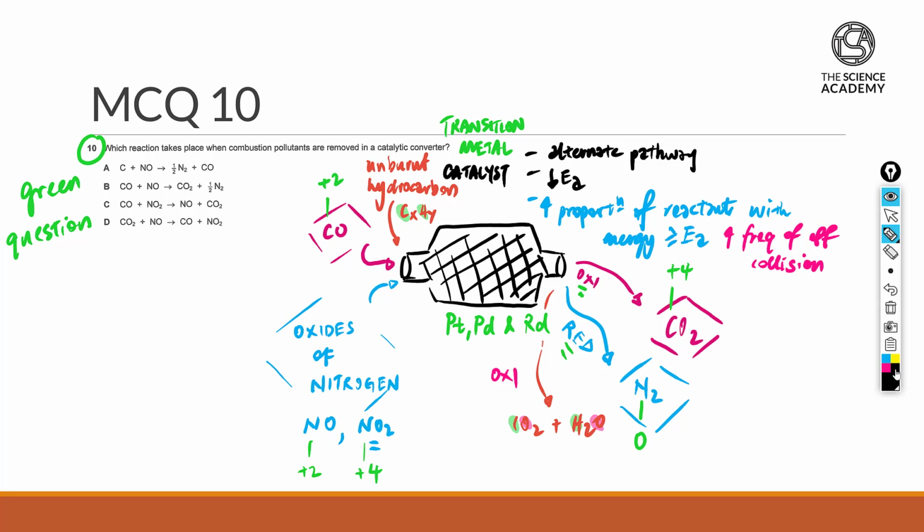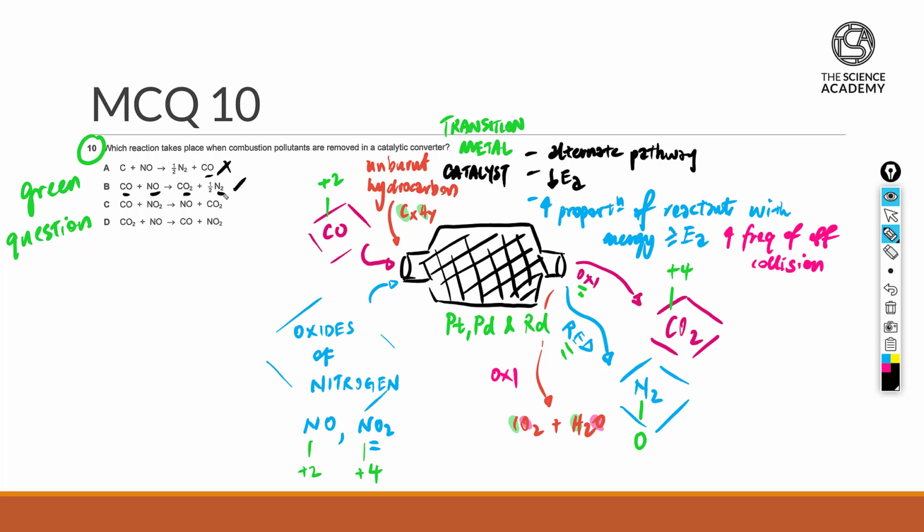So going back and checking on the equations that has taken place, we will not be expecting A itself. We do not want CO to be produced. For B, this is the correct answer. Carbon monoxide oxidized to CO2, whereas nitrogen monoxide reduces to N2.